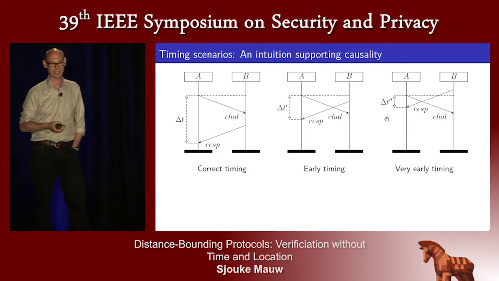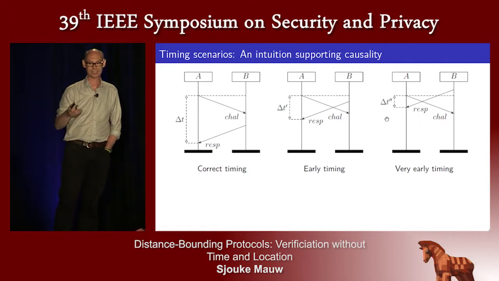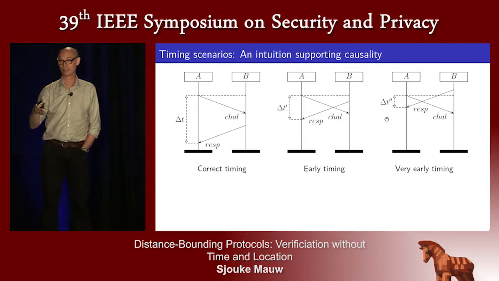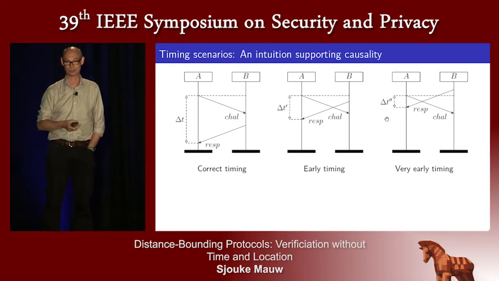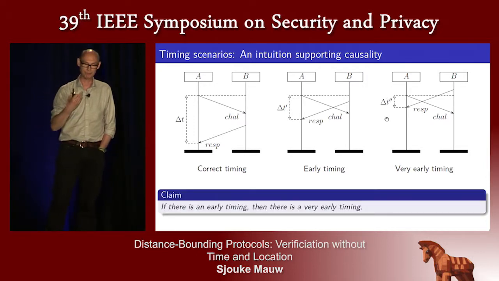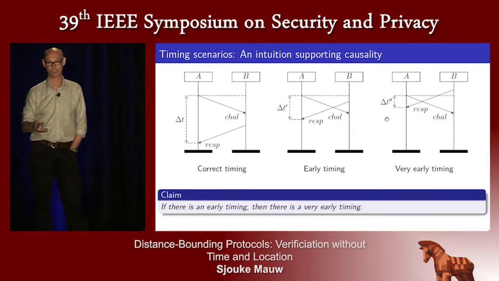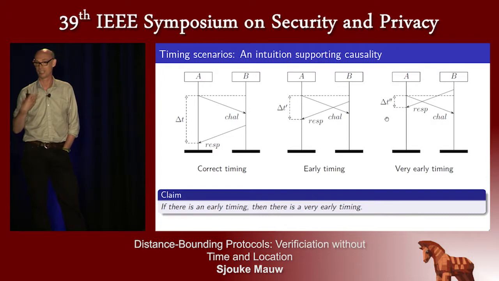And now the idea is that in the third diagram, you see that between the sending of the challenge at the A site and the reception of the response, there is no activity of B at all in between these events. And that's the crucial part of dealing with causality in distance bounding protocols. And we have the very simple claim that if there's a protocol with a flaw that allows for an early timing flaw, then it should also allow for a very early timing flaw. And that's, in fact, the intuition behind the whole proof of our methodology.